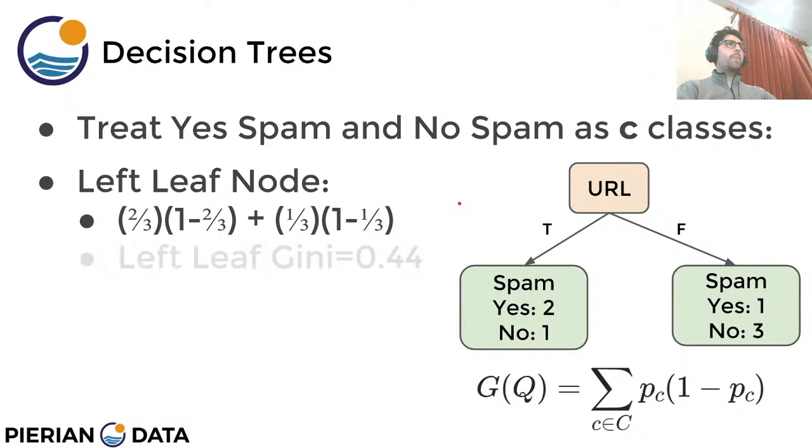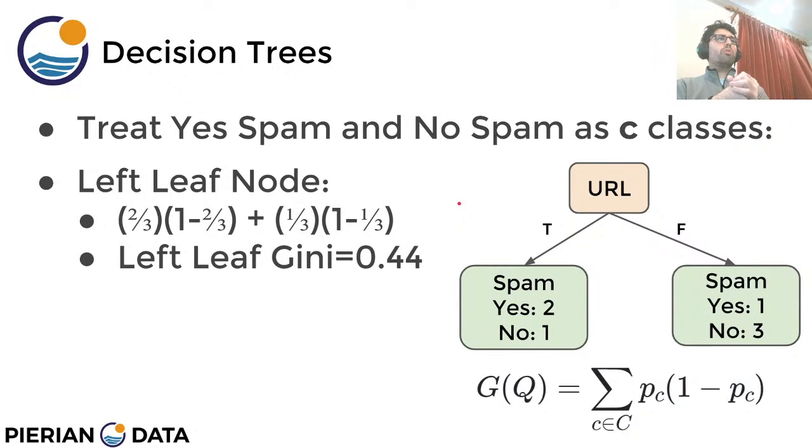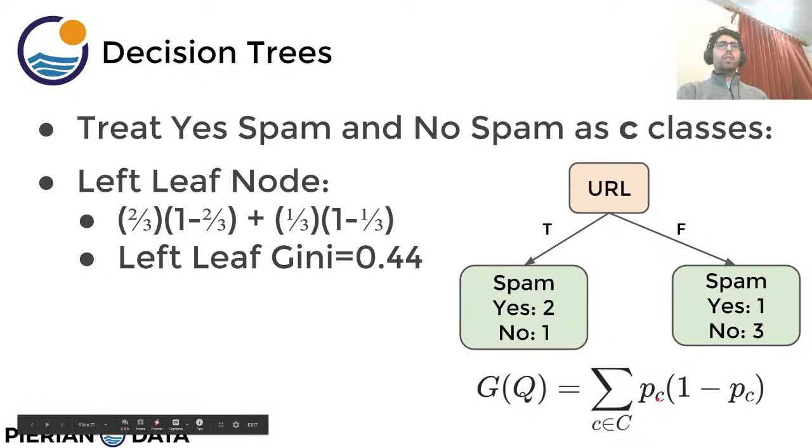It's as simple as that. If you were to actually calculate all this, you get around 0.44 for the Gini impurity of the left leaf. Let me know if you have any questions in the chat, because this can be a little confusing the first time you see it, but if you just follow the logic of figuring out the probability of belonging to each class, it's pretty straightforward to go through the math.